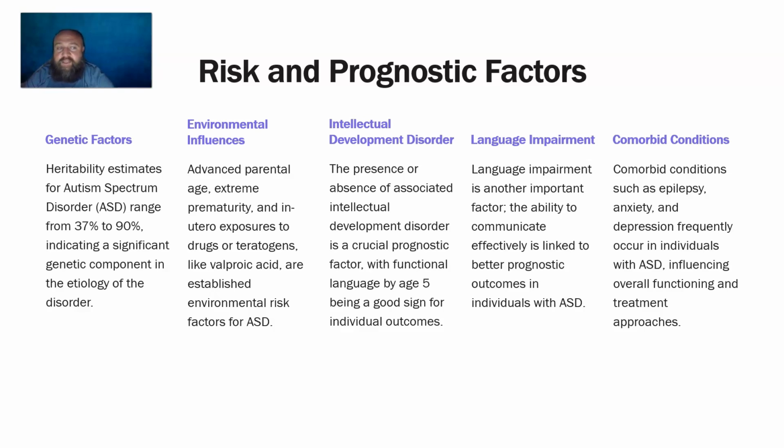And then finally, comorbid conditions. Epilepsy is one of the most common. We'll talk about that later in the semester. Epilepsy tends to be pretty common with children with ASD. But there are other disorders, mental health disorders, things like anxiety and depression, that frequently occur in individuals with ASD. Comorbid just means another disorder that tends to be more common if you have ASD. Those individuals who do have these comorbid conditions often have more challenging outcomes than individuals who only have a diagnosis of ASD.